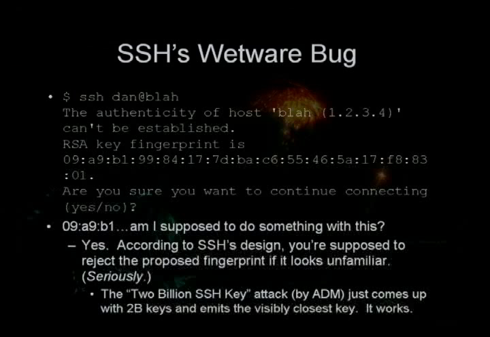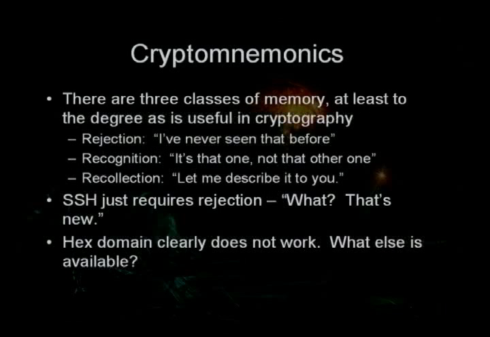Okay, seriously, crypto designers look you straight in the face and go, yes, that is a shortened fingerprint. It's only 160 bits long. And you're supposed to recognize that, and you're supposed to reject it if it's not what you're looking for. Okay, I don't know who these guys are. I can't do that. And in fact, ADM did what's called the 2 billion SSH key attack, where you generate 2 billion proposed keys, and you just send the one that's visually the most similar. Does it trick people? Trivially. So, new field, I'm calling it cryptonemonics. The actual study of how you remember cryptographic variables.